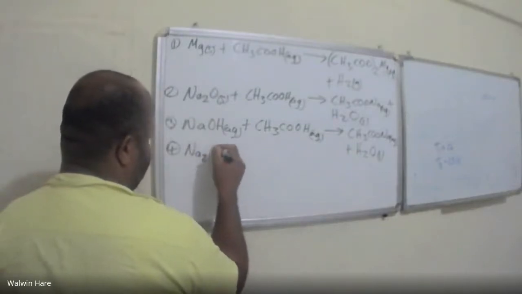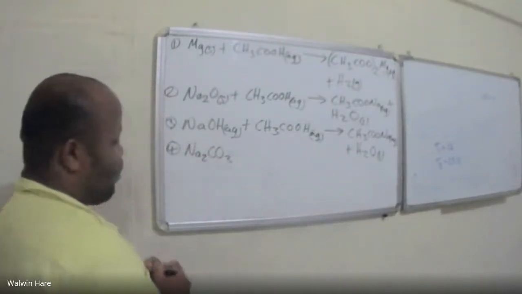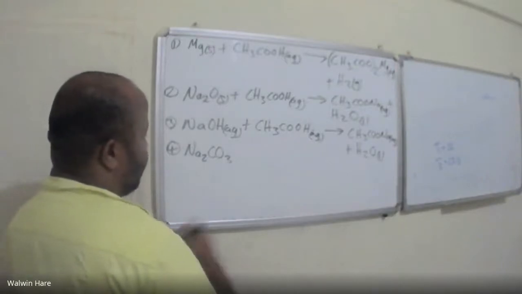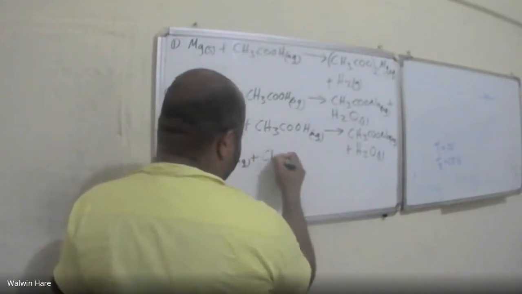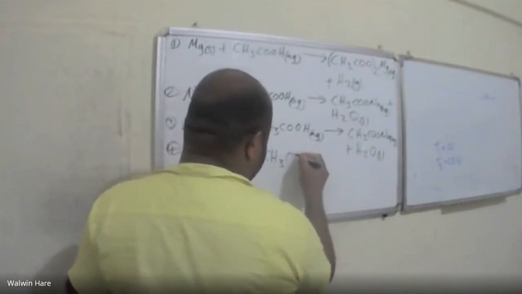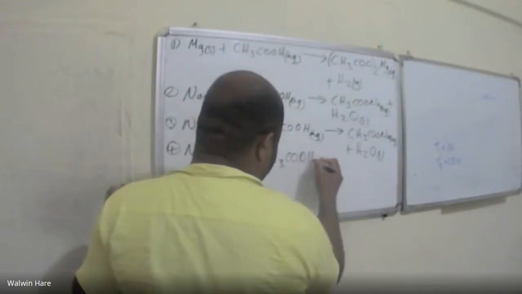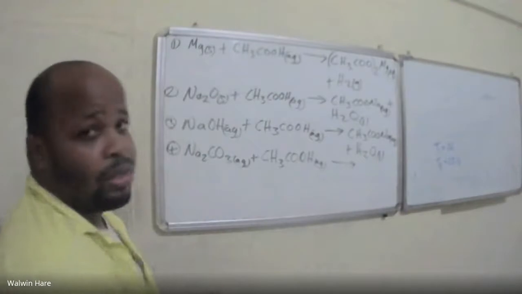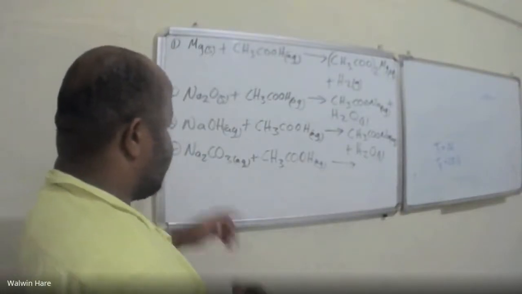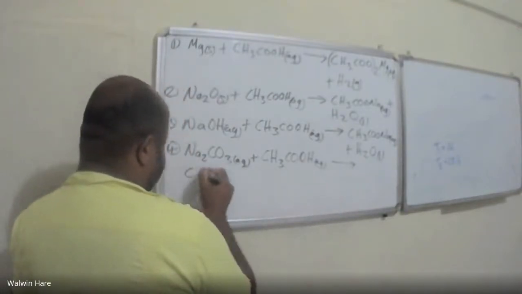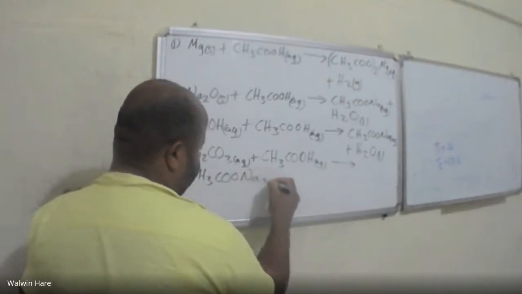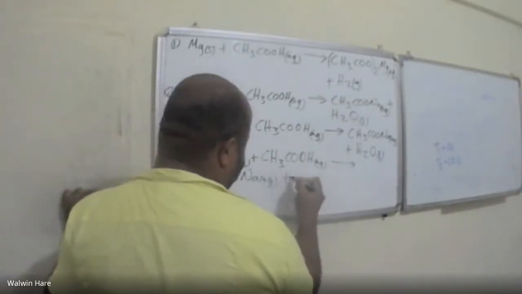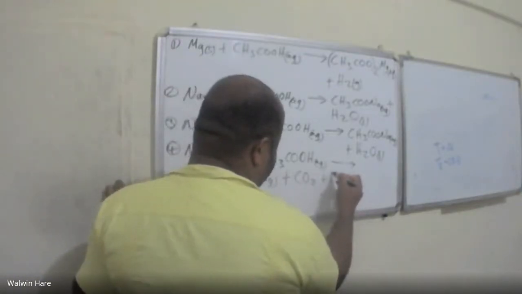When carbonates and acid react, anybody know what is formed? Salt, carbon dioxide, and water. That is correct. Wonderful. Carbonate and acid give carbon dioxide and water. All right, so we will get CH3COONa plus carbon dioxide plus water.